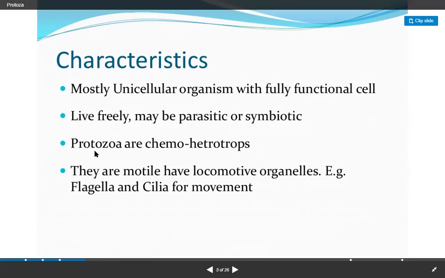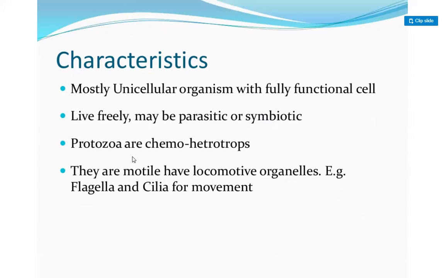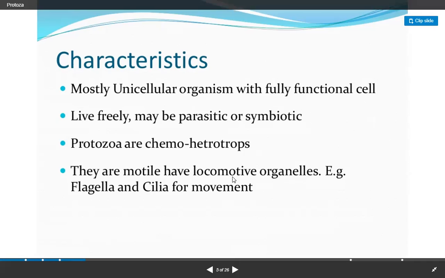Protozoans are chemoheterotrophs, meaning they detect chemical messages, and they are motile, meaning they move from one place to another, and their locomotory organelles are always flagella and cilia.